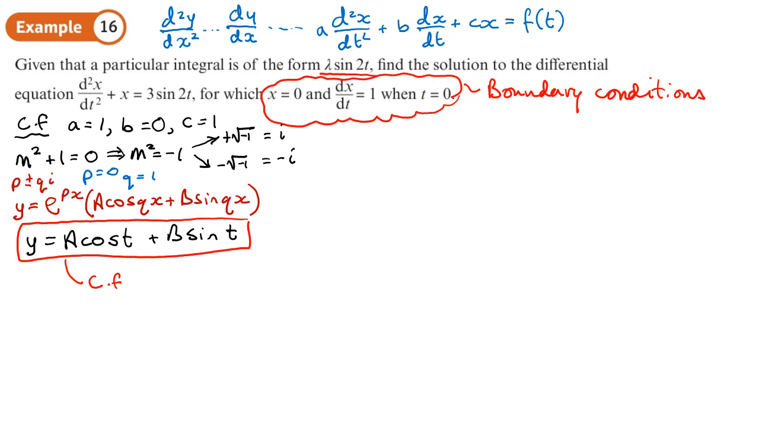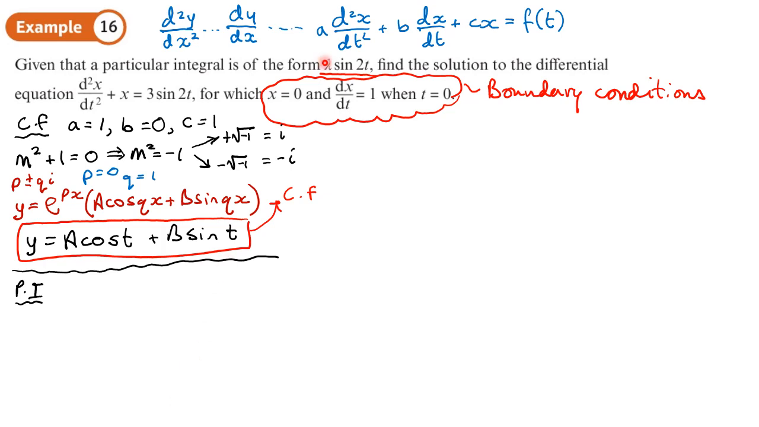Yeah, because this is a function of t. So make sure you don't make the same mistake that I did. Right, so I'll just move this out of the way and put this over here, because now we are going to find the particular integral. We've already been given the form that the particular integral is in, lambda sine 2t. So we can go straight away and write down that x equals lambda sine 2t.